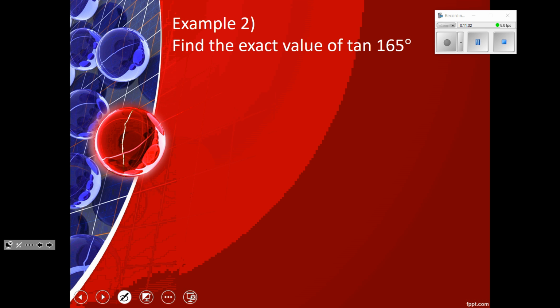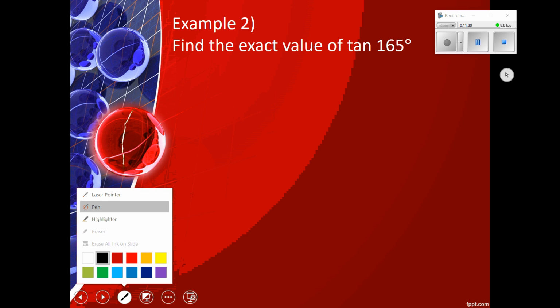All right, so I want to find the exact value of the tangent of 165. So you could put in your calculator the tangent of 165. Okay, that's not really what I'm looking for. Does that make sense? That's not really what I'm looking for, but I want to figure out what it is in terms of radical form. Okay.